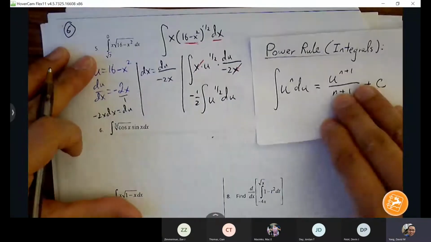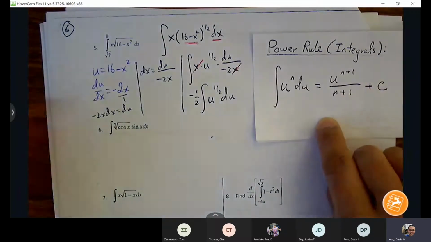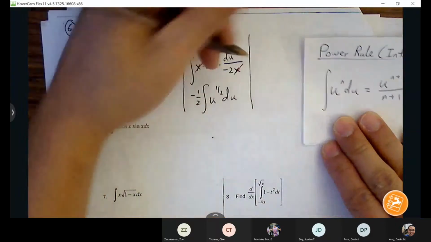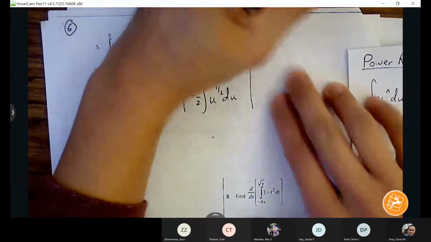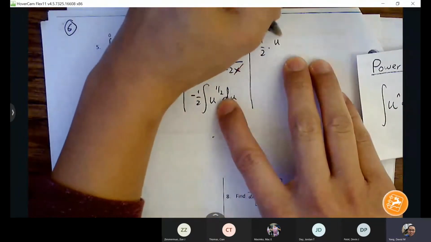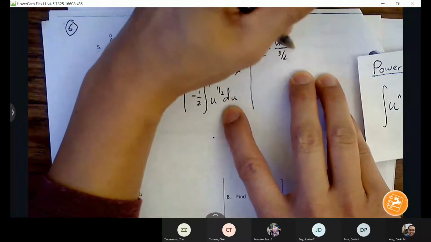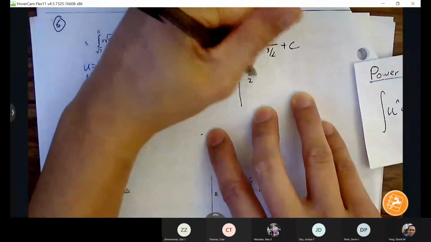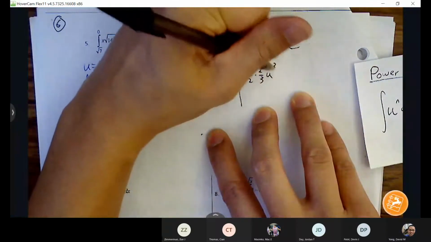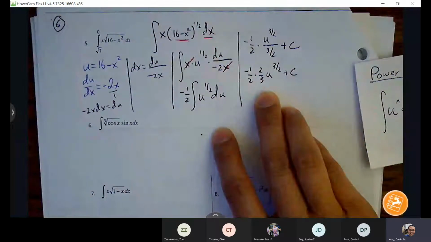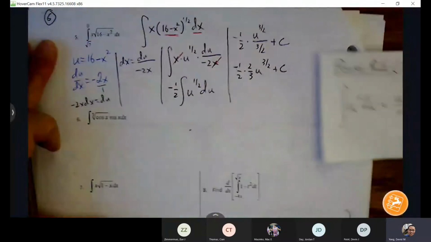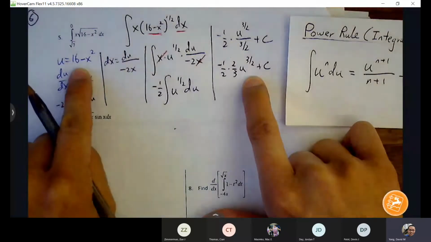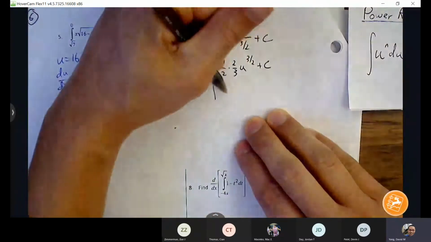Okay, now we have a perfect match, right? Now we can do the power rule. Add 1 to the exponent. Flip the fraction. Merge the coefficients. And don't forget, bring your x back. U is only a temporary variable for us.